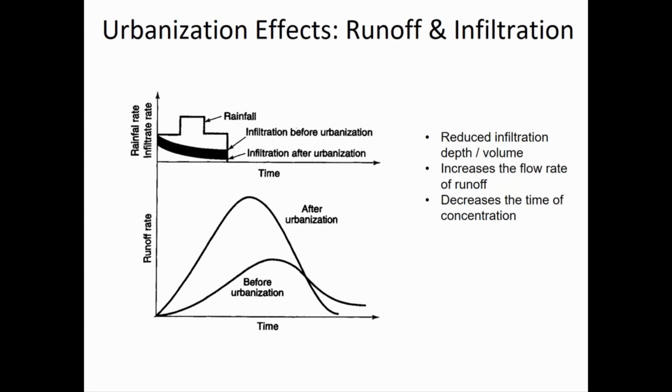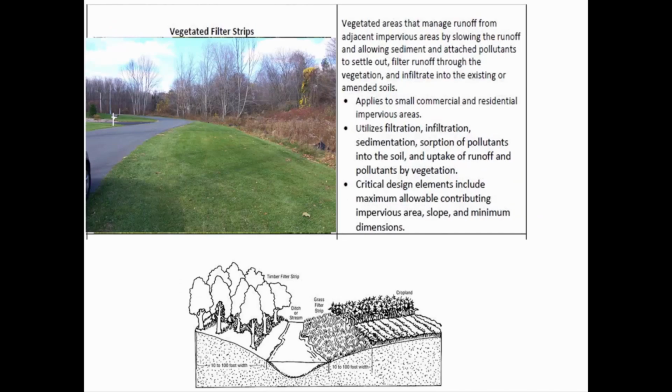So what this figure is showing is that after urbanization, now there's less of the area under that curve devoted to infiltration, so more of it is going to be the rainfall excess. Okay, so what we're trying to do in stormwater control is mitigate those effects. And there's a variety of ways of doing it.